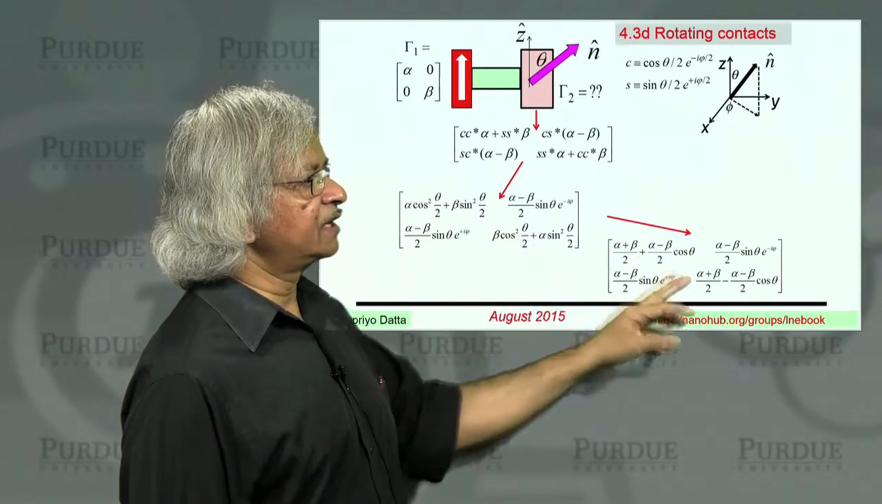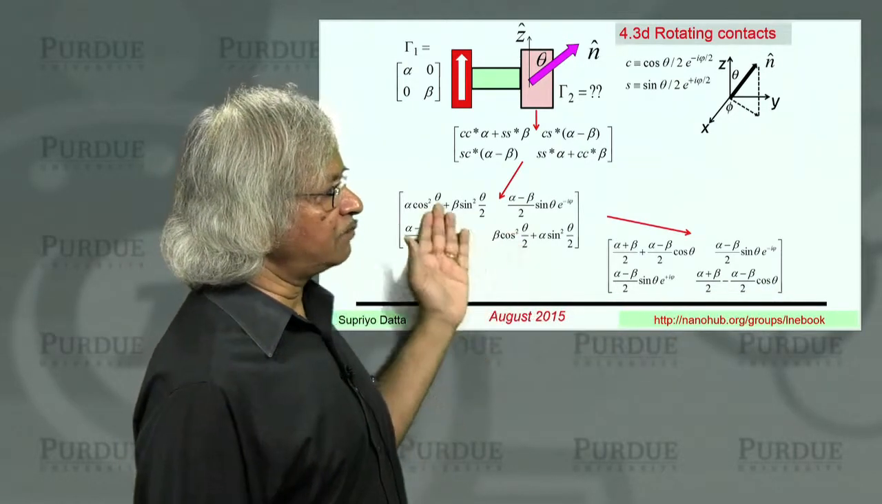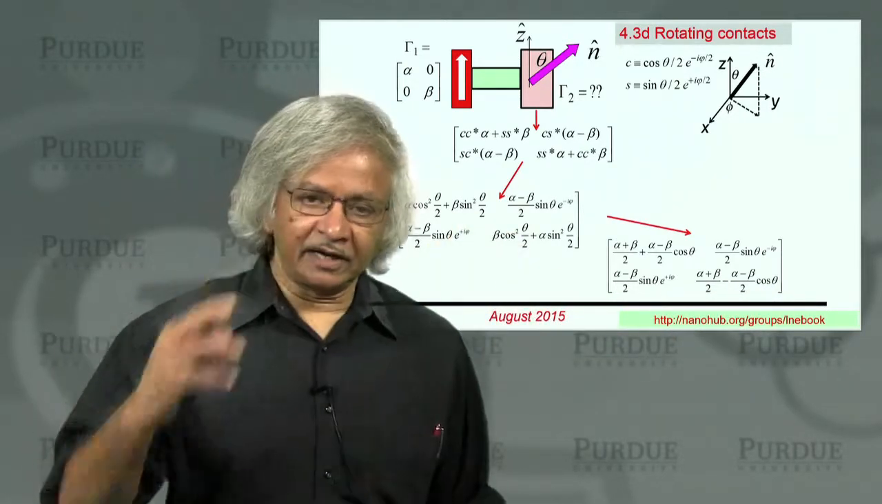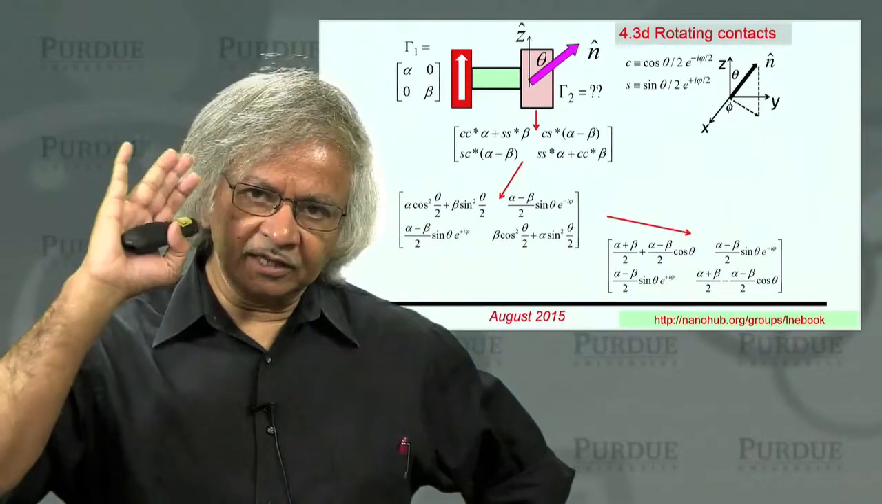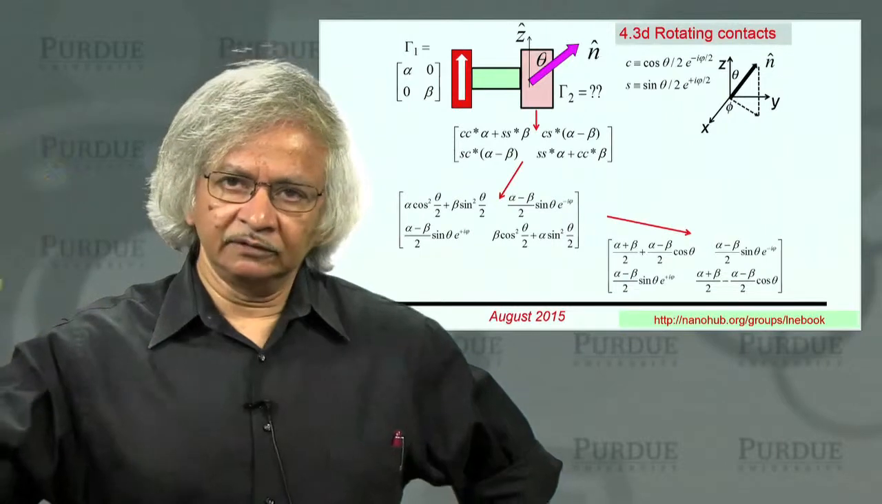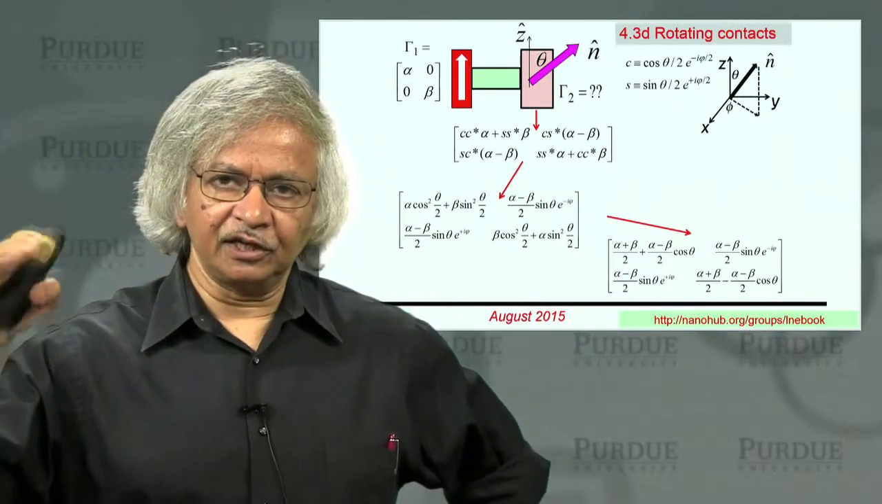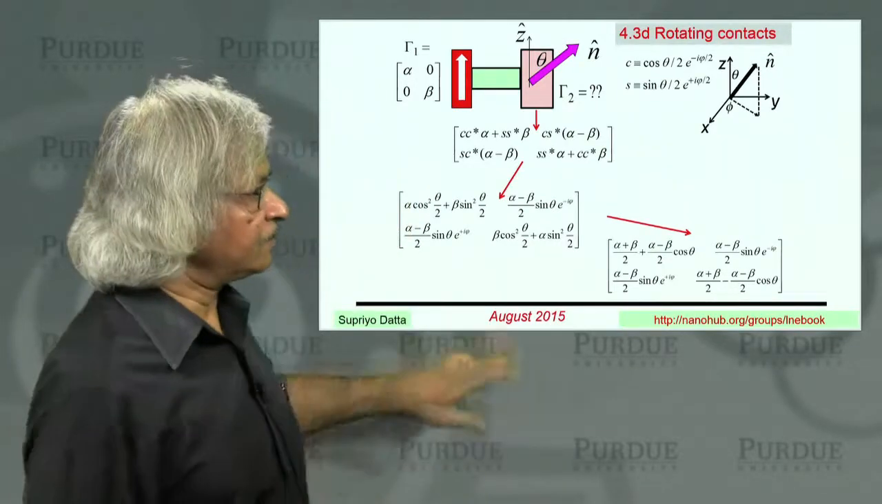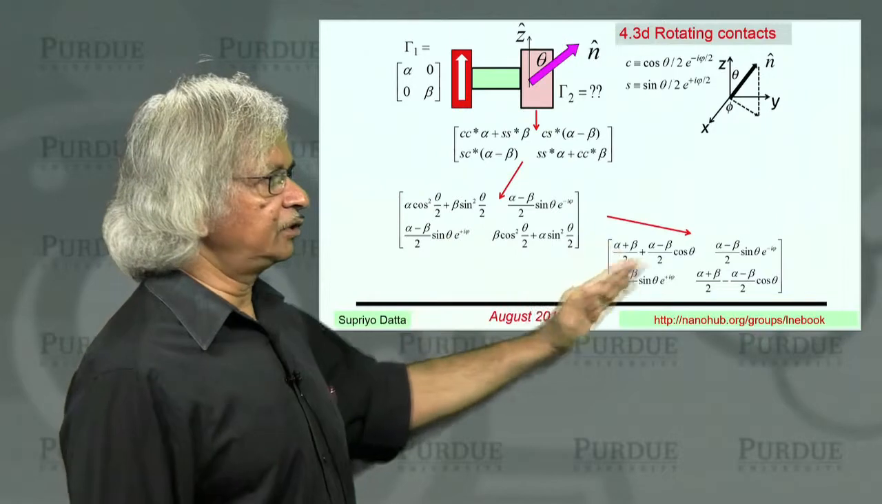Whereas this one is half alpha plus beta minus that quantity. So here what I'm using is again these trigonometric identities, which are that cosine square half theta plus sine square half theta is 1. And cosine square half theta minus sine square half theta is cosine theta. So making use of those identities, I get from here to here.